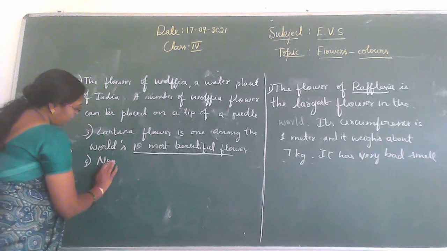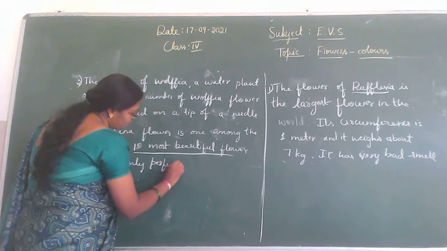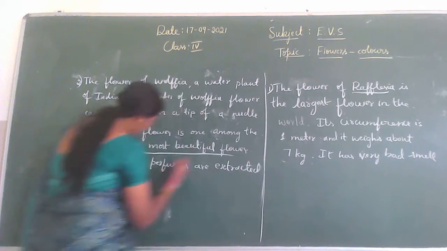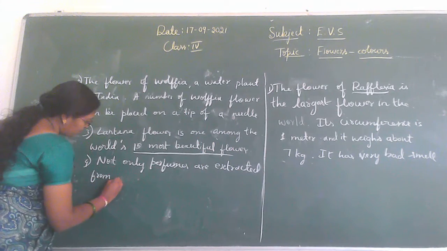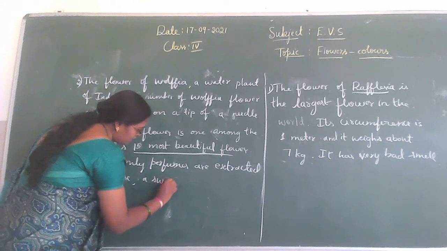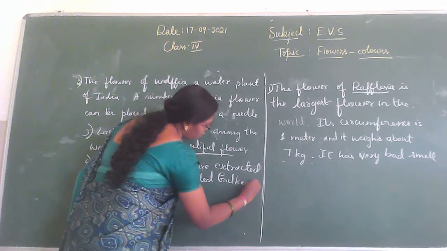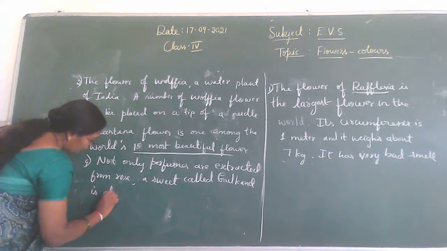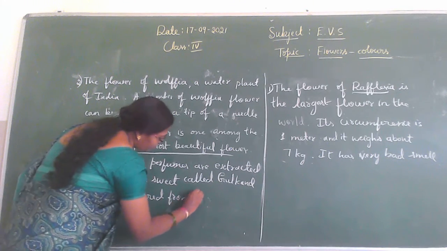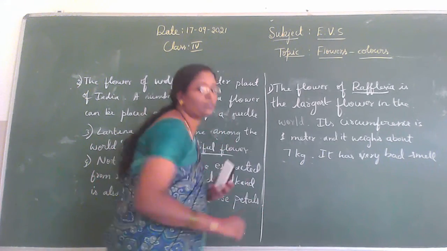So not only are perfumes prepared or extracted from rose, the sweet called gulkan is also prepared from the rose petals. Okay.